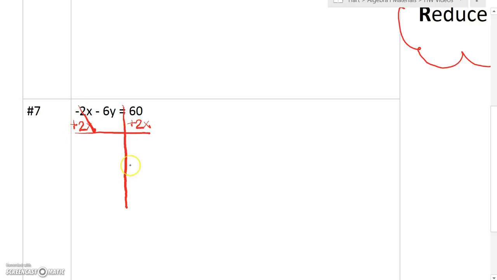So those cancel out, and we're left with negative 6y equals 2x plus 60. Okay, our next step is divide by the coefficient. So I'm going to divide every single thing by the coefficient of y, which is negative 6.